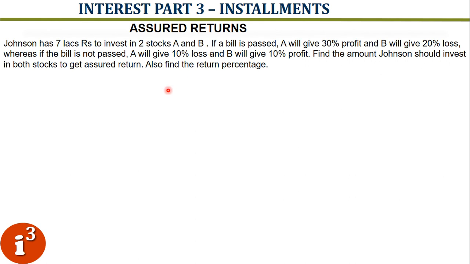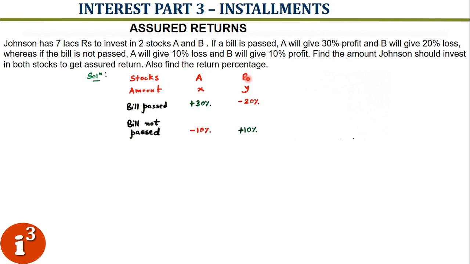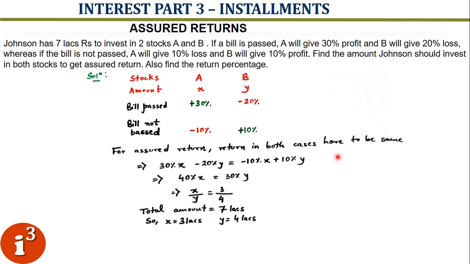Okay, so you just need to equate the return in both the cases. These are the stocks A and B. Suppose you keep X amount in A, Y amount in B. If the bill is passed, A will give you a plus 30% return, and B will give you a loss of 20%. If the bill is not passed, A will give you a loss of 10% and B will give you a profit of 10%. So in both the cases, your return should be the same. You just equate them for assured return.